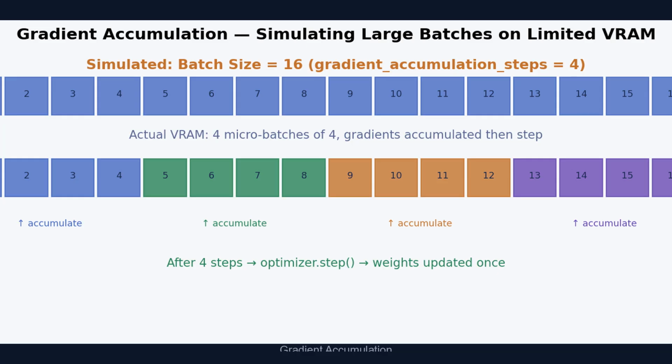This diagram shows how gradient accumulation lets you simulate a large batch size without holding all the samples in GPU memory at once. With per_device_train_batch_size = 4 and gradient_accumulation_steps = 4, you process 4 microbatches. After all 4 microbatches have been processed, you execute a single optimizer step, equivalent to what you'd get from a batch of 16. The weights update once per effective batch, not once per microbatch.